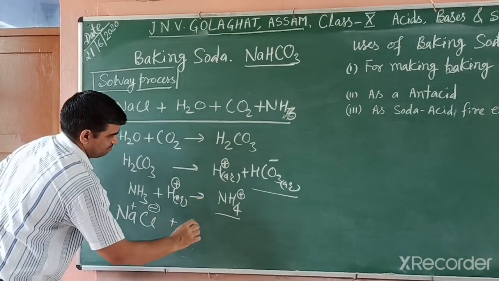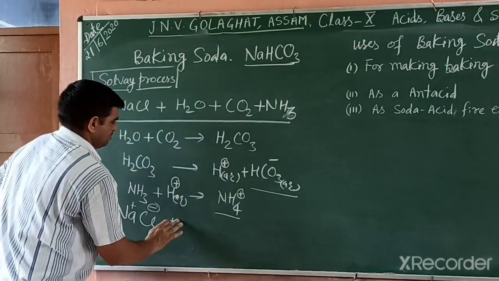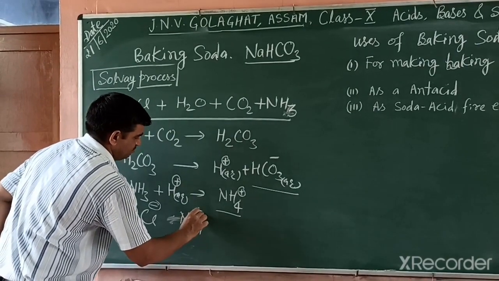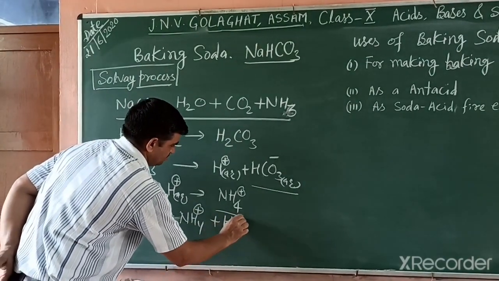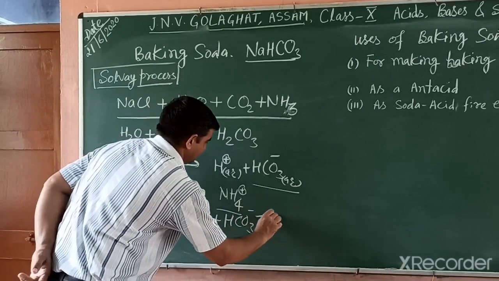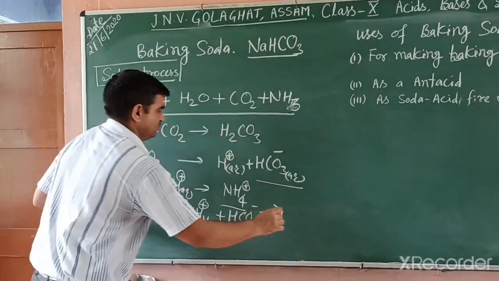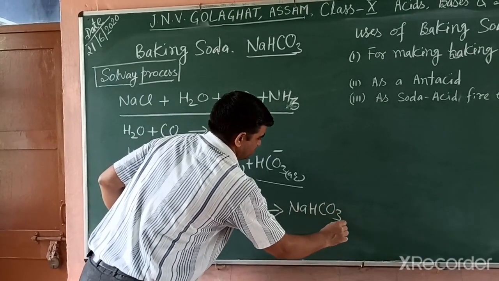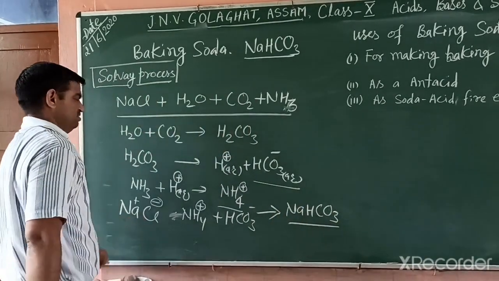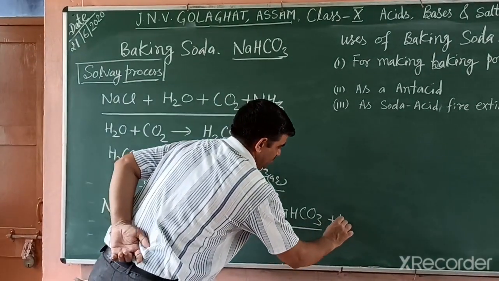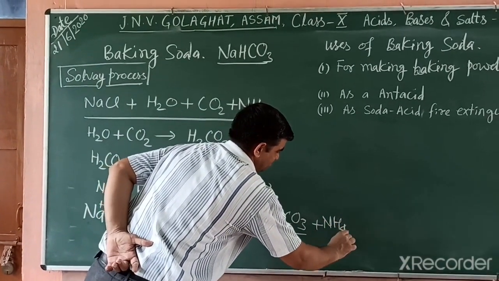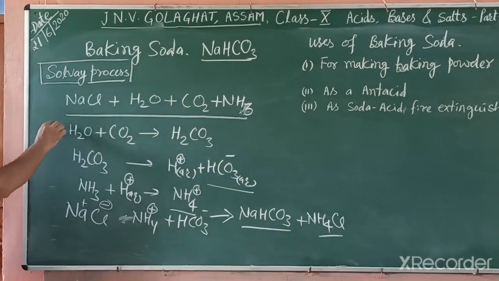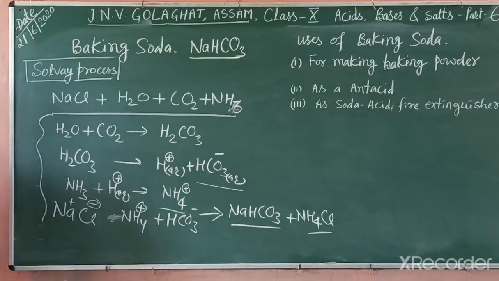And when ammonium and bicarbonate ion react with these salt ions, they convert into sodium hydrogen carbonate, that is baking soda, and ammonium chloride. So this is the Solvay process. You will study it in detail in 11th class.